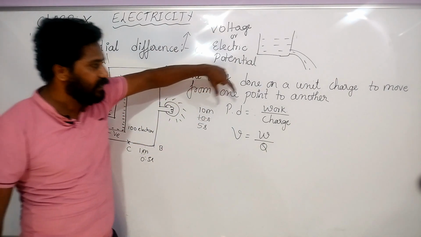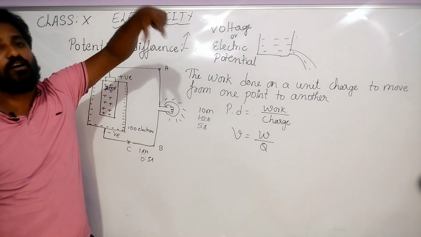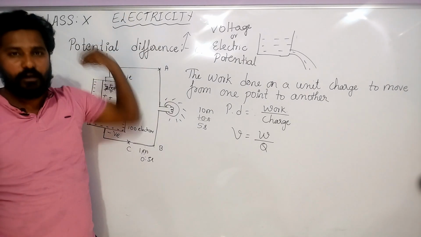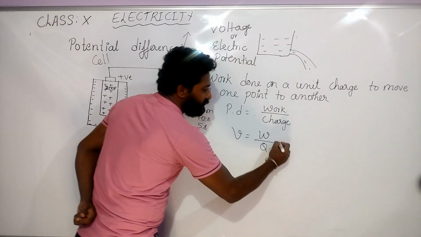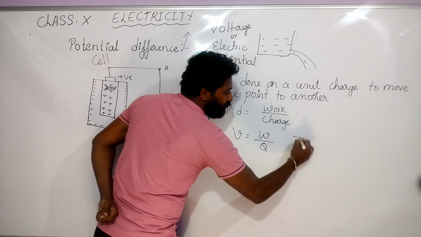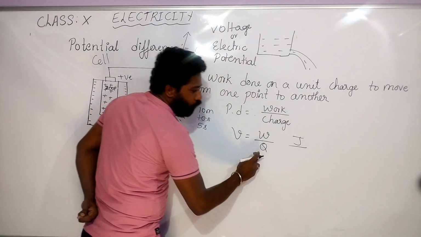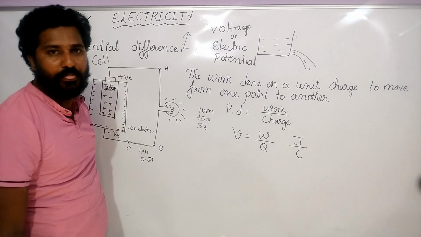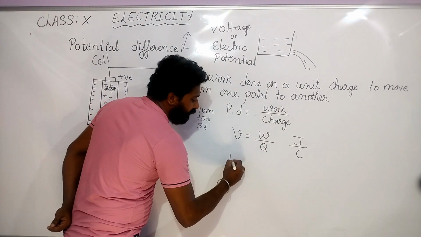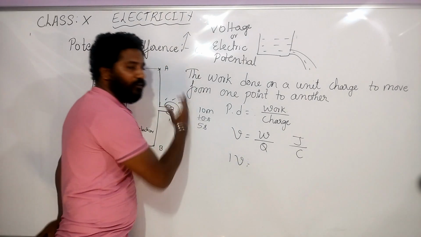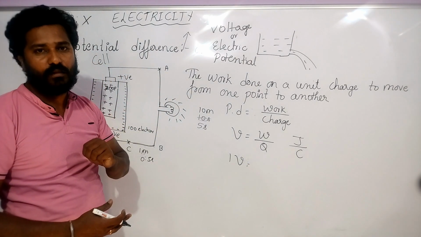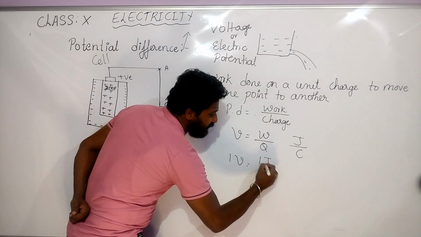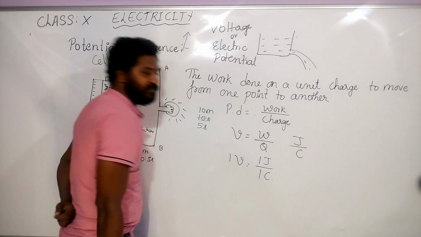So, what is potential difference? It is the ratio of work by charge. How much work you are going to do on a particular charge, in coulombs. Did you understand? So, now the SI unit of work is joule, and the SI unit of charge, coulomb, is C. So, when do we define the unit of potential difference? The unit of potential difference means 1 volt. So 1 volt is equal to 1 J of work done on 1 coulomb of charge.